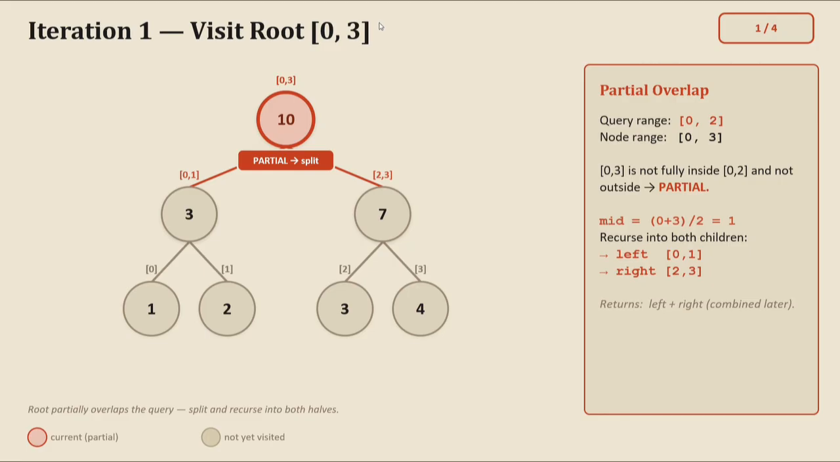So we split. We compute mid equal to 0 plus 3 divided by 2, which is equal to 1. We recurse into both the left child, index 0 to 1, and the right child, index 2 to 3. The root will combine whatever those two calls return.